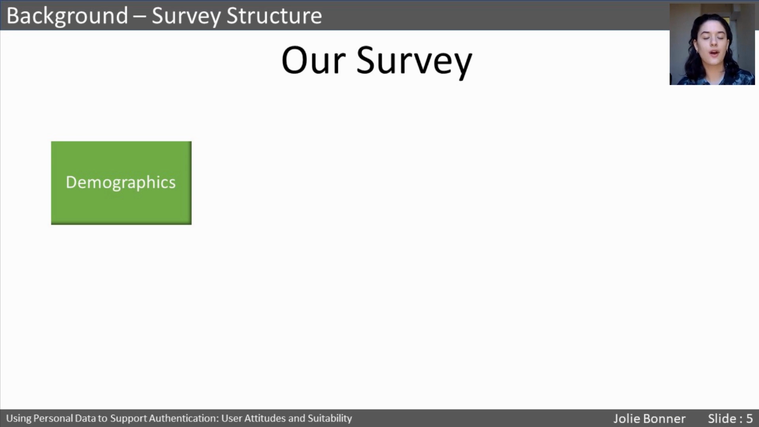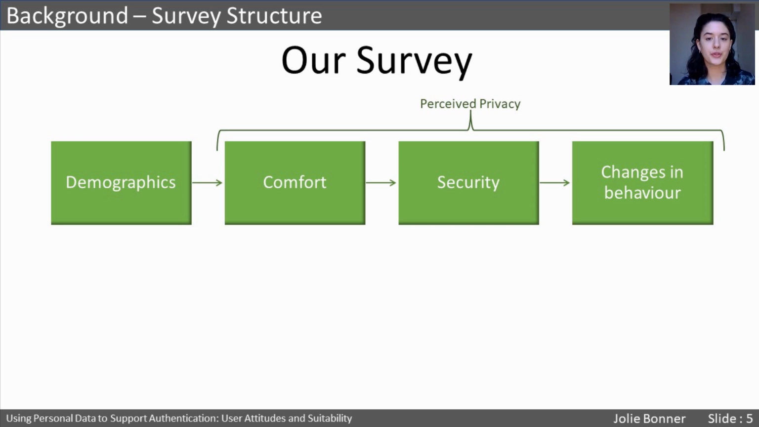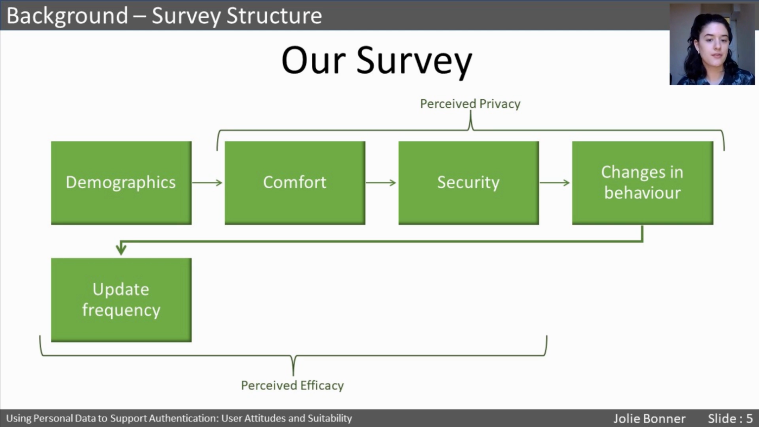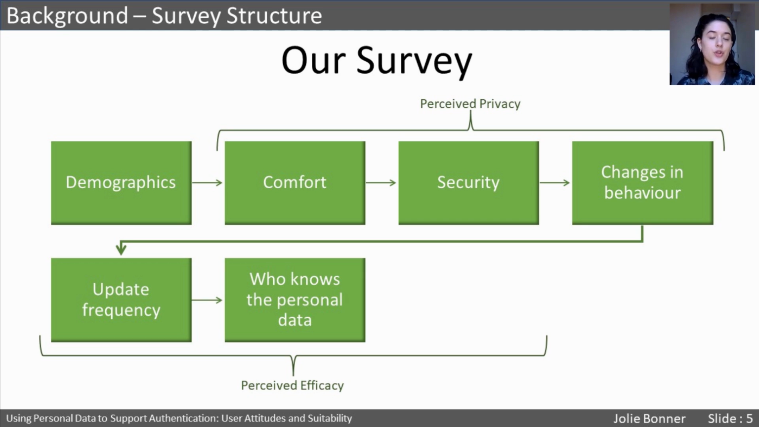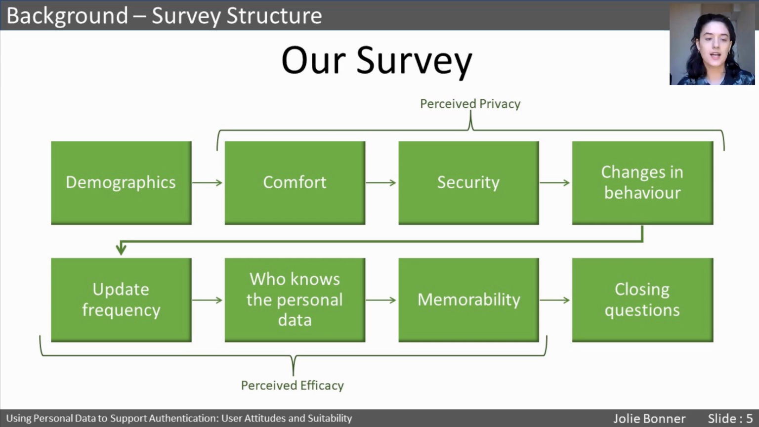After initially asking for demographic data of age, gender, country of origin, and frequency of digital login, our survey focuses on 2 key areas: the perceived privacy and the perceived efficacy of personal data passwords. For privacy, we aim to understand their general comfort level towards personal data passwords, their perceived security, and if and how they would change their behavior in the real world if they understood their data was being used for authentication. For efficacy, we aim to understand the update frequency of the data types, who else in their lives would know their personal data, and their perceived memorability. Our survey closes with 2 open response questions, asking our participants for their previous experience with personal data passwords and for them to give any additional feedback.